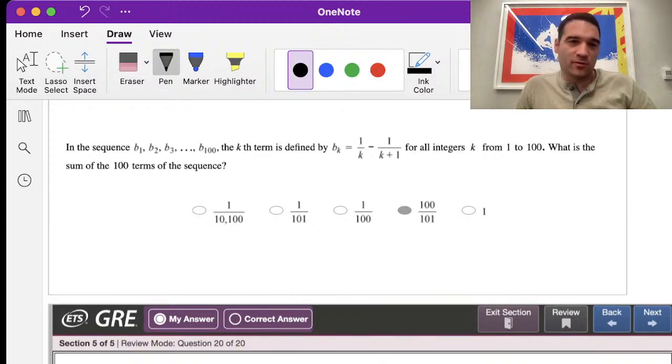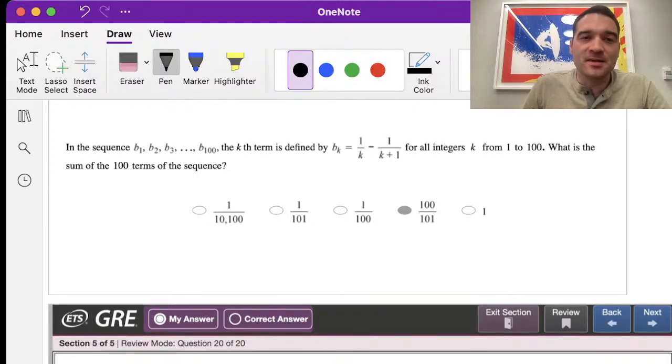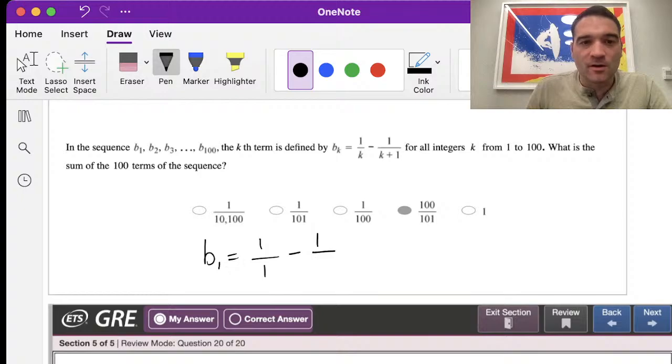What is the first term? What is b sub 1 when I actually plug this in? Well, it's 1 over 1 minus 1 over 2, right? Or 1 minus 1/2, or 1/2.